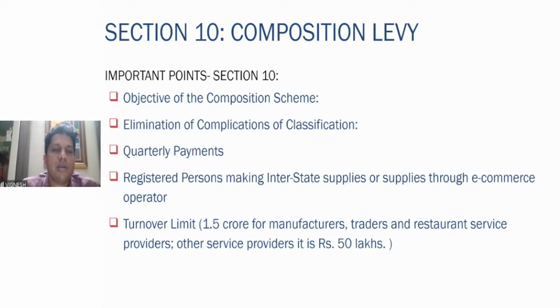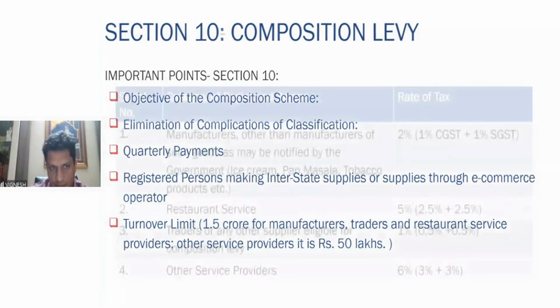Then registered persons making interstate supplies or supplies through e-commerce operator, right? They are also not covered in this. Then turnover limit for manufacturers, traders, and restaurants is 1.5 crores. For other service providers, it is 50 lakhs.